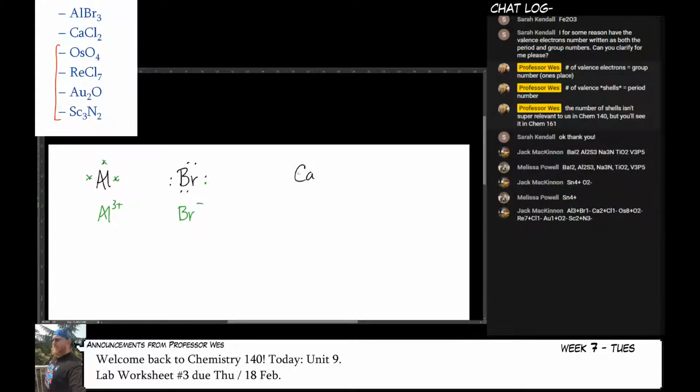Same thing for this next one. So we've got calcium and chloride. Again, you should be able to count the number of valence electrons these have. Calcium, I'm going to do that to get to its octet. Chloride, I'm going to give it 1. And there you go. Those are the ions that make up this compound.